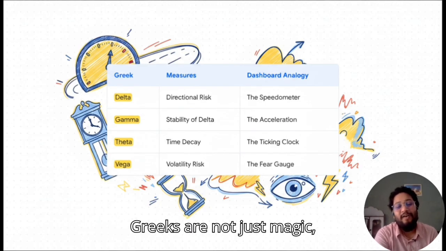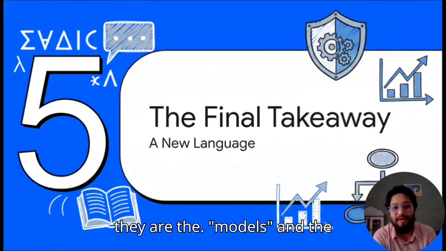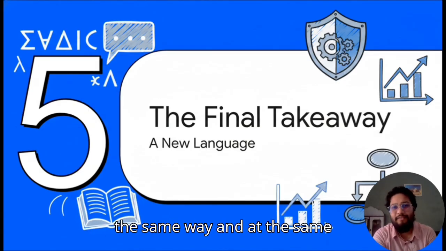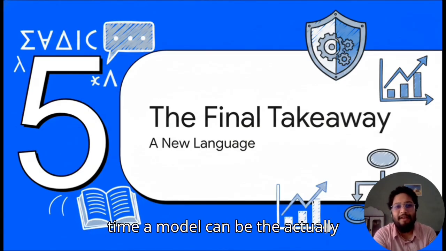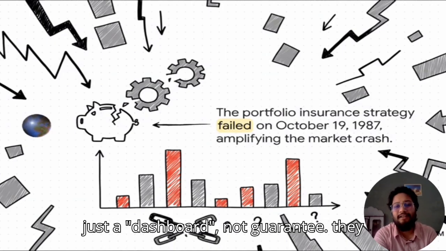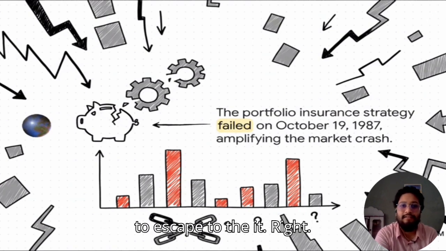So the Greeks are not just magic; they are a model. And history has shown that when everyone hedges the same way at the same time, a model can actually amplify the risk, right? Greeks are just a dashboard, not a guarantee. They help you see the risk, not escape it, right?